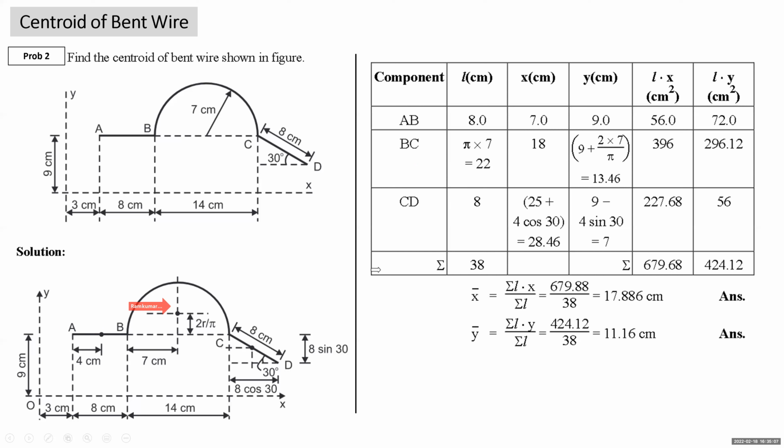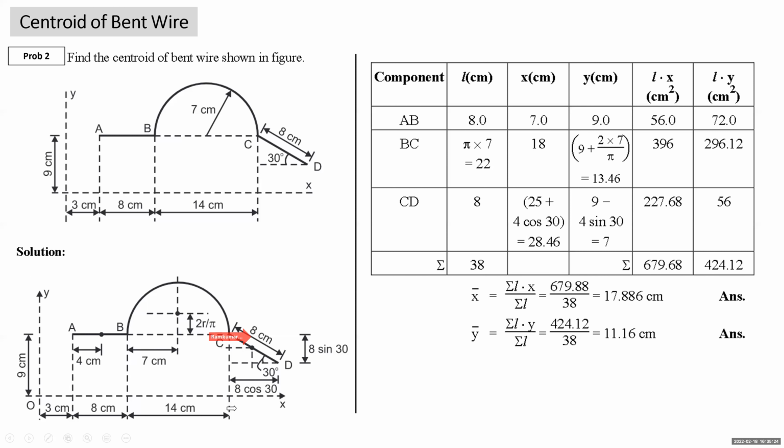Length CD is 8. X coordinate of centroid of this is the centroid of this. X coordinate will be what? Point is right of y-axis. X coordinate is positive. 3 plus 8, 11. 11 plus 14 is 25. 25 plus 8 cos 30 by 2, that is 4 cos 30.